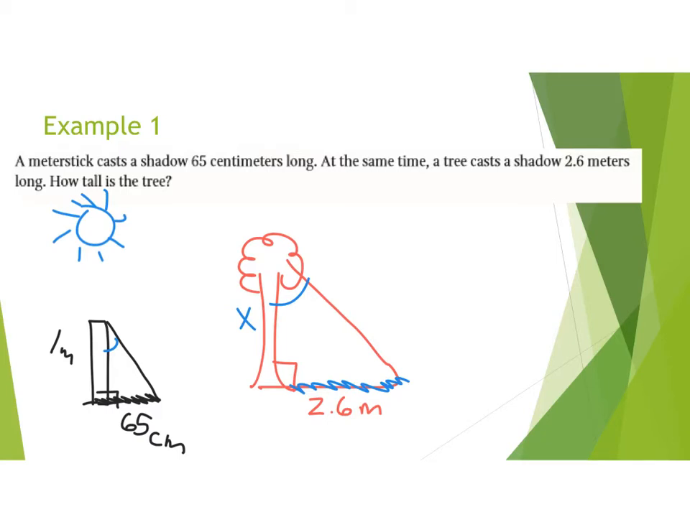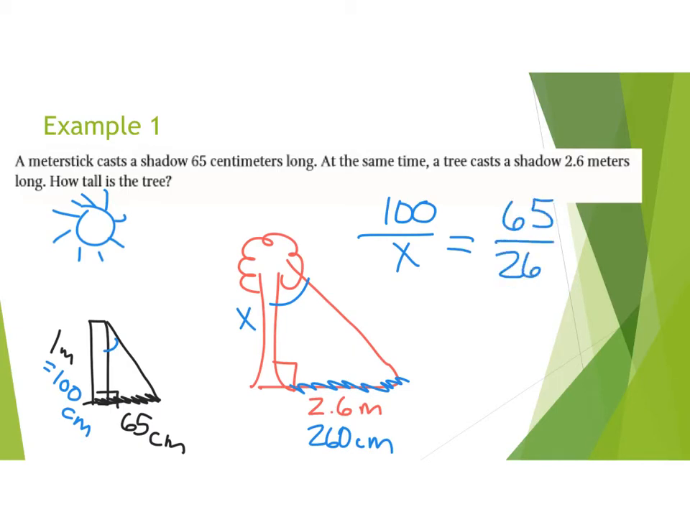Okay, I'm going to change to centimeters. You could just as easily change everything to meters, but I'm going to change to centimeters, and then if the question asks how tall is the tree, I'll probably change it back to meters. So an appropriate similar triangle would be matching height to height. So we could go 100 to X and shadow to shadow, 65 to 260.